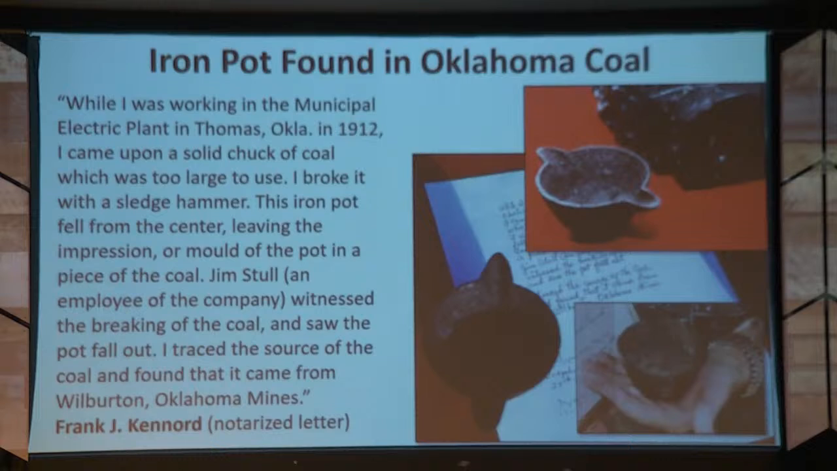While I was working in the municipal electric plant in Thomas, Oklahoma in 1912, I came upon a solid chunk of coal which was too large to use. I broke it with a sledgehammer. The iron pot fell from the center, leaving the impression or mold of the pot in a piece of the coal. Jim Stoll, an employee of the company, witnessed the breaking of the coal and saw the pot fall out. I traced the source of the coal and found that it came from Wilburton, Oklahoma mines.